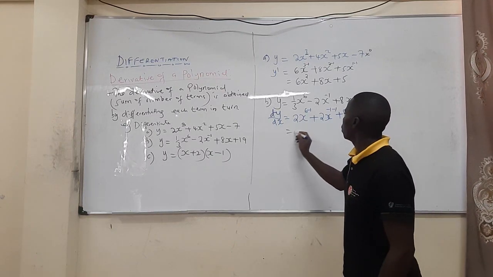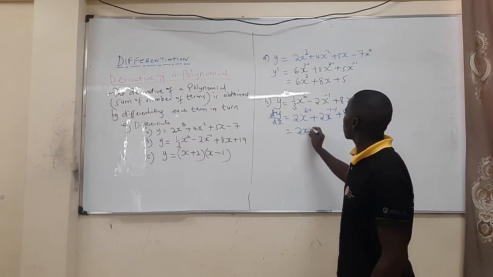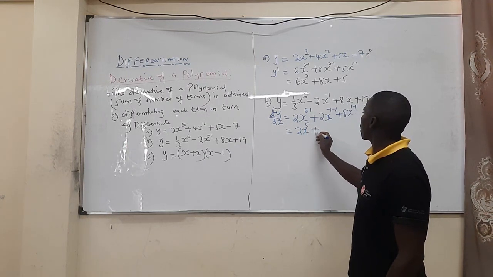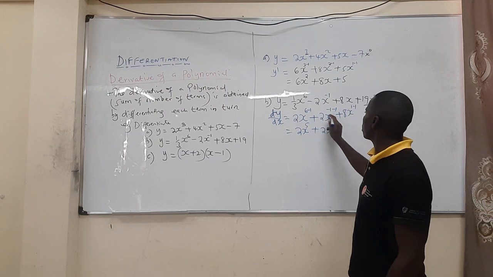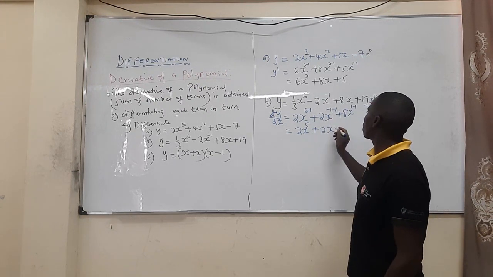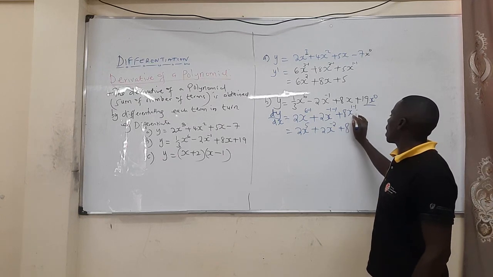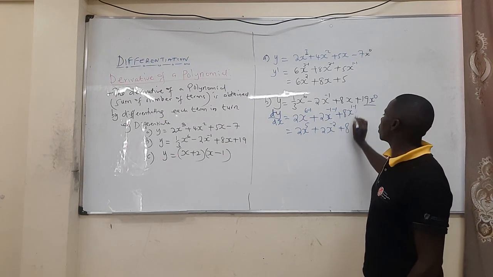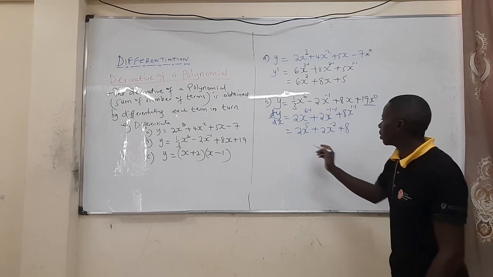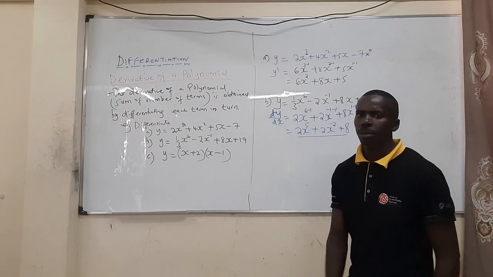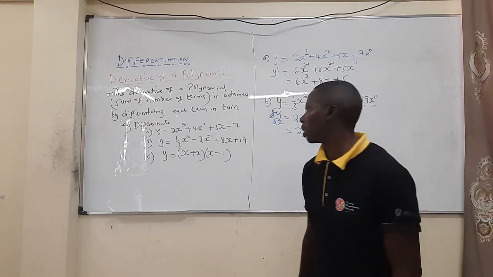So you have 2x power 5, then plus 2x power minus 1 minus 1, you get minus 2, plus 8. X power 1 minus 1 is 0, so x power 0 is 1, so you get 8. That's the derivative of that particular function.